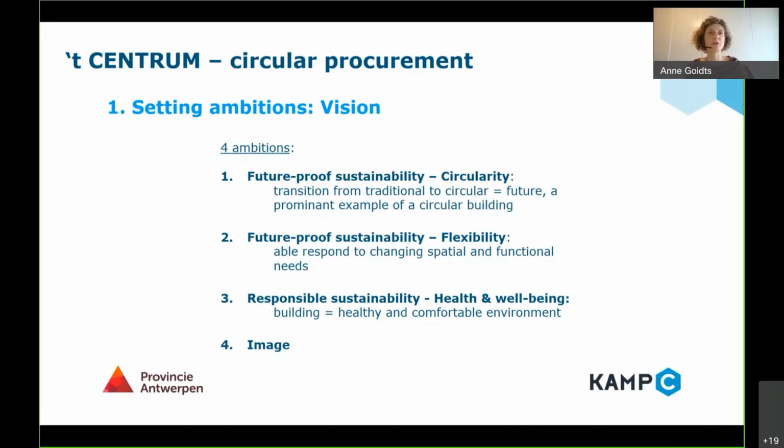Another ambition was a future-proof sustainability in looking to flexibility, and it means that the building should be able to respond to changing spatial and functional needs. So it should be adaptable. And then another ambition was the responsive sustainability, the health and well-being.